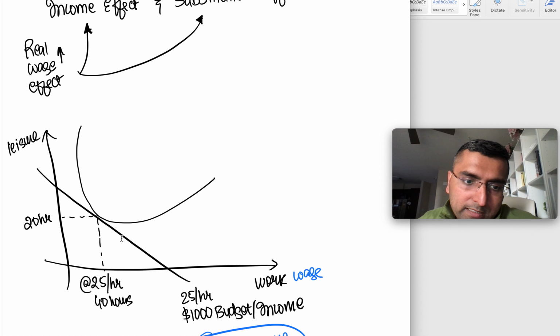So this is a budget line, and this is the indifference curve that we've seen in micro, right? For this specific example, the trade-off is between leisure and work. What should he do, right? And this is his stable equilibrium. He's going to spend 20 hours in leisure, 40 hours at work, and that's what he's okay doing with $25 an hour. Now this is his base case, right? So far so good. This is the base case at the budget line in black.